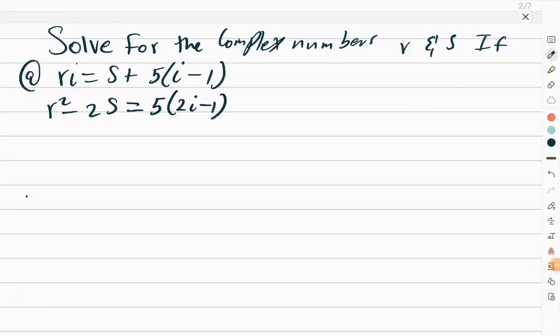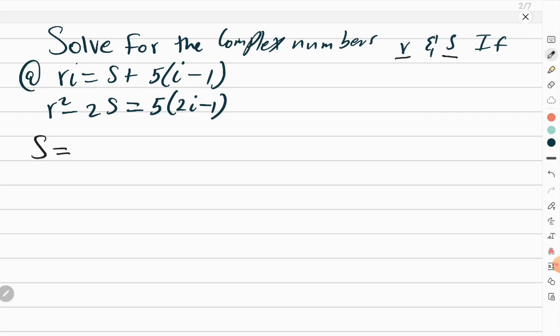Alright, in this video, we are required to solve these complex numbers R and S. So you are given these two equations. Of course, you are going to embark on the simultaneous situation. Now, it is wise that we make one of these variables, R or S, the subject of the formula. It is clear that S is easier because it is just on its own that we can work with. So we can make S the subject of the formula this way.